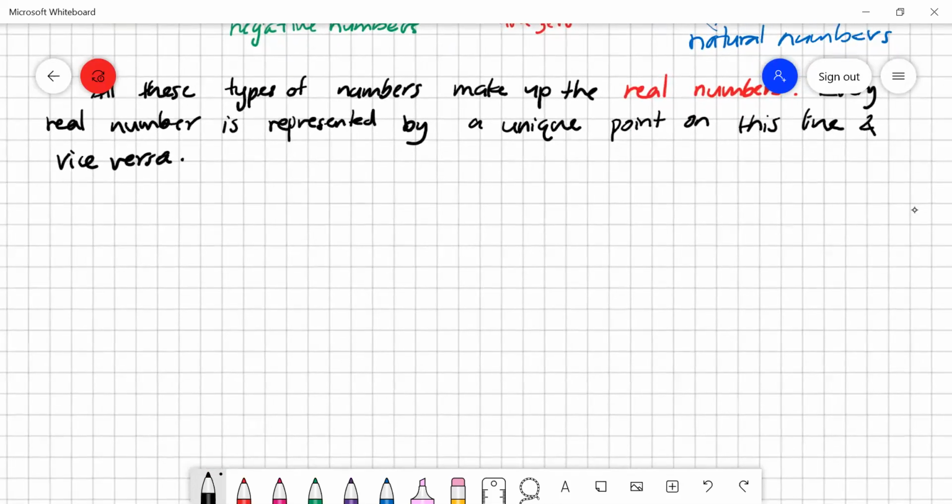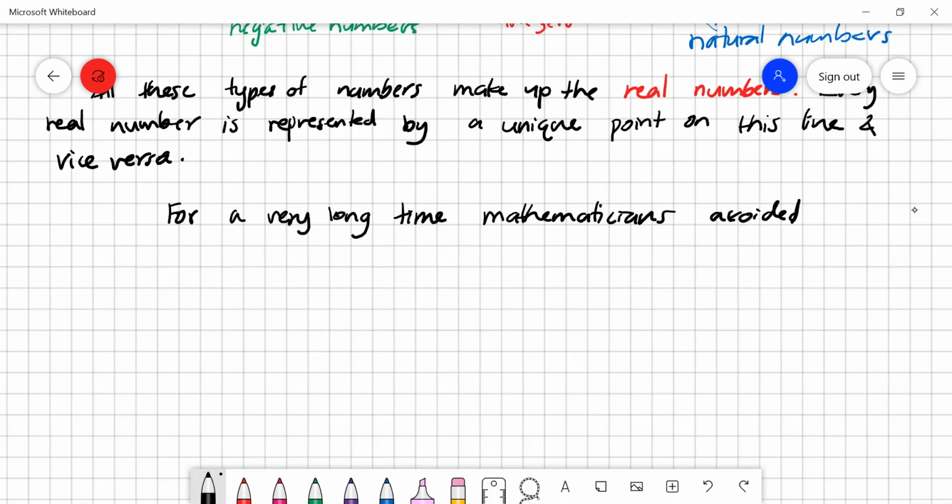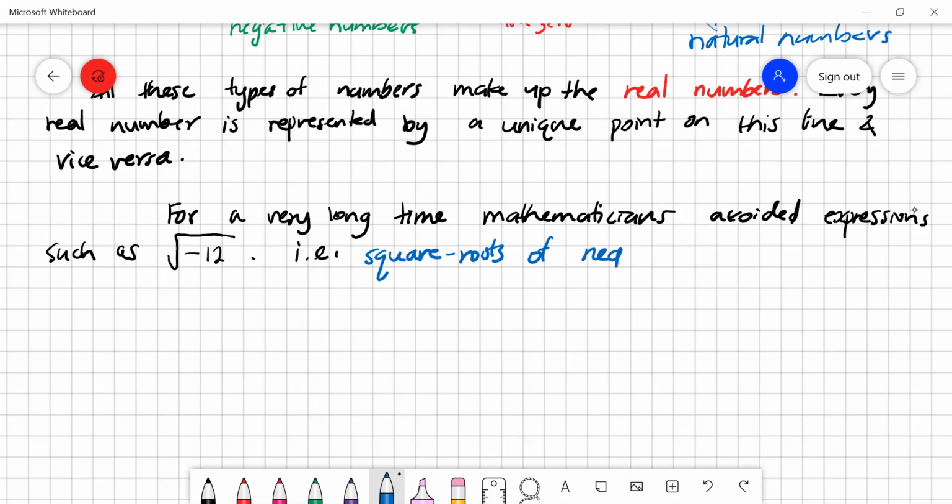New paragraph. For a very long time, mathematicians avoided expressions such as square root of negative, say, negative 12, put any number. That is square roots of, oops, I'll write that in a different color. That is square roots of negative numbers.